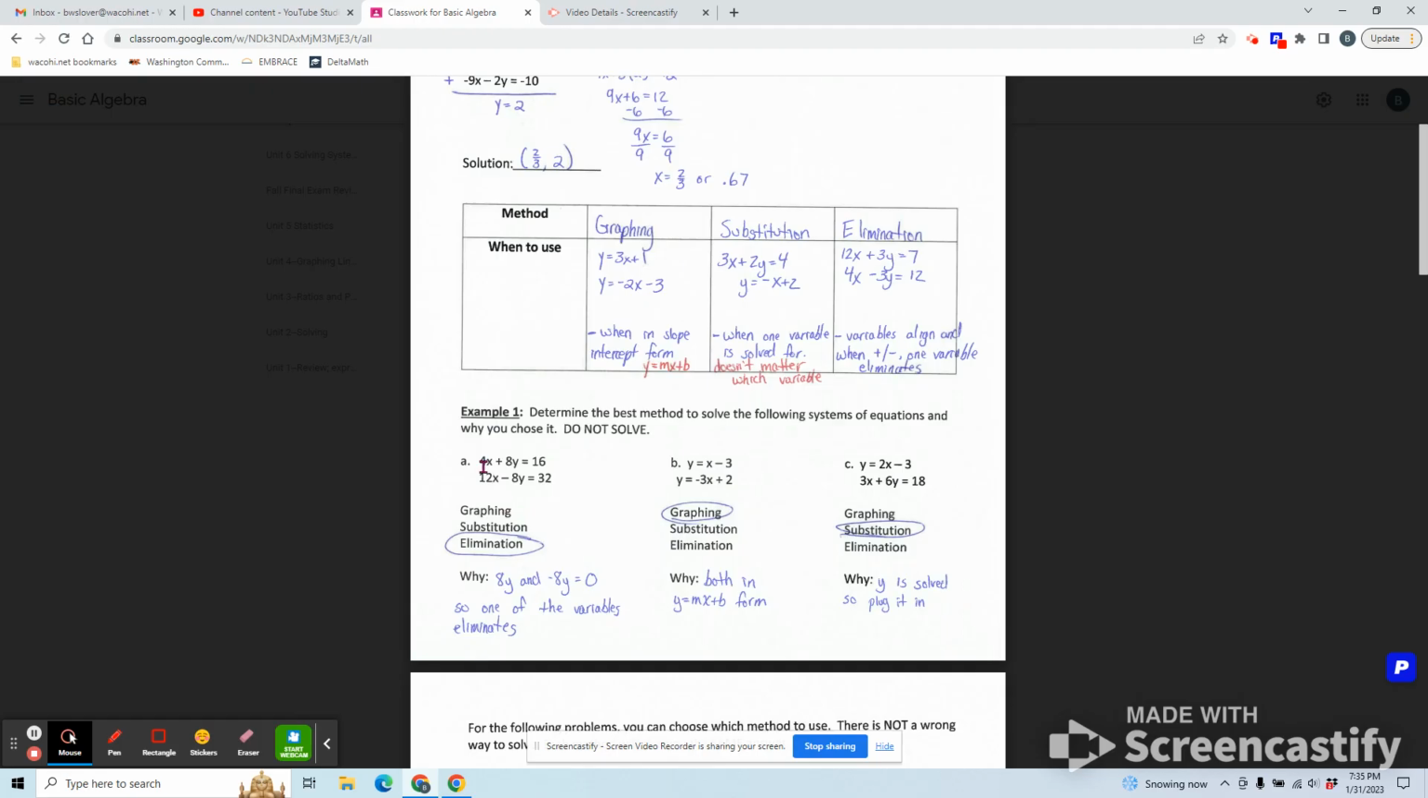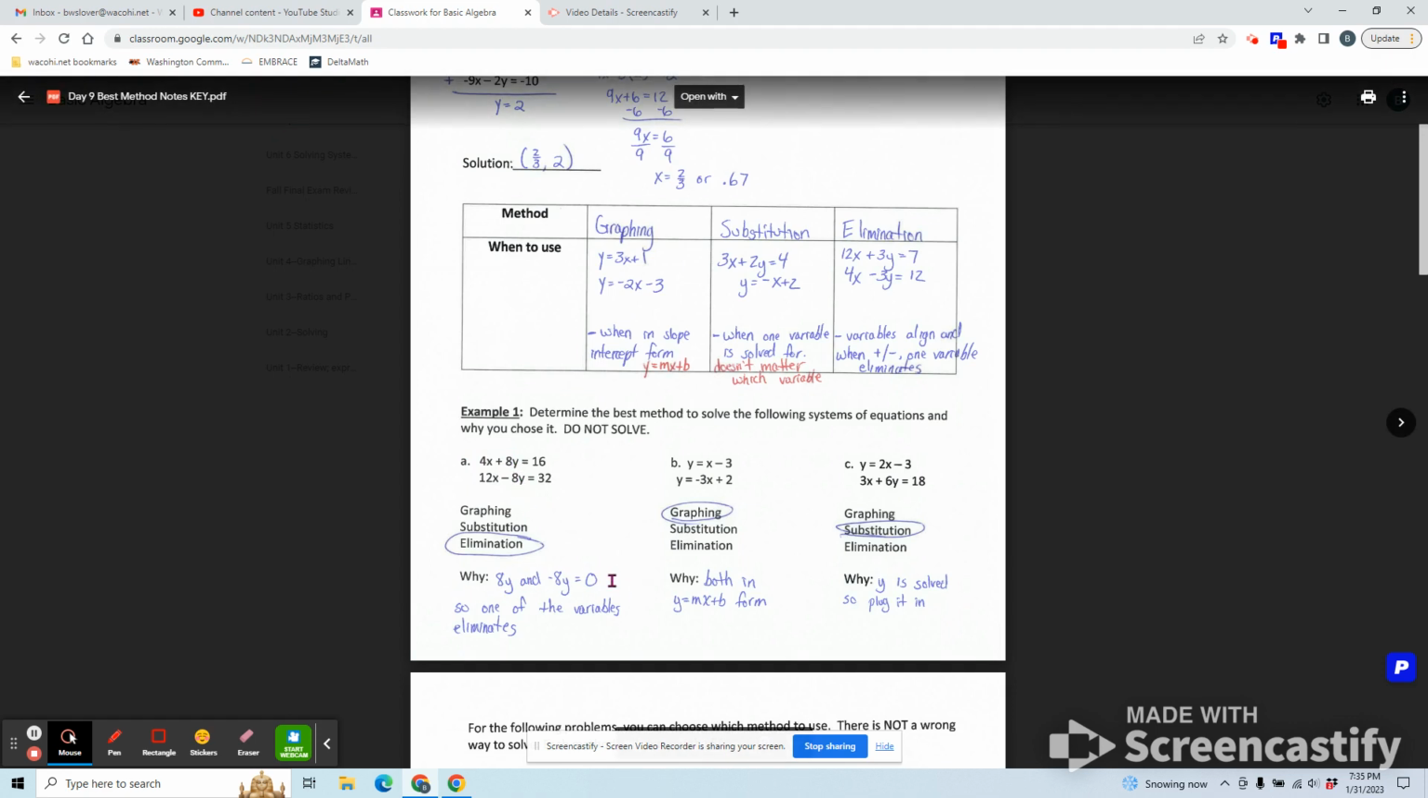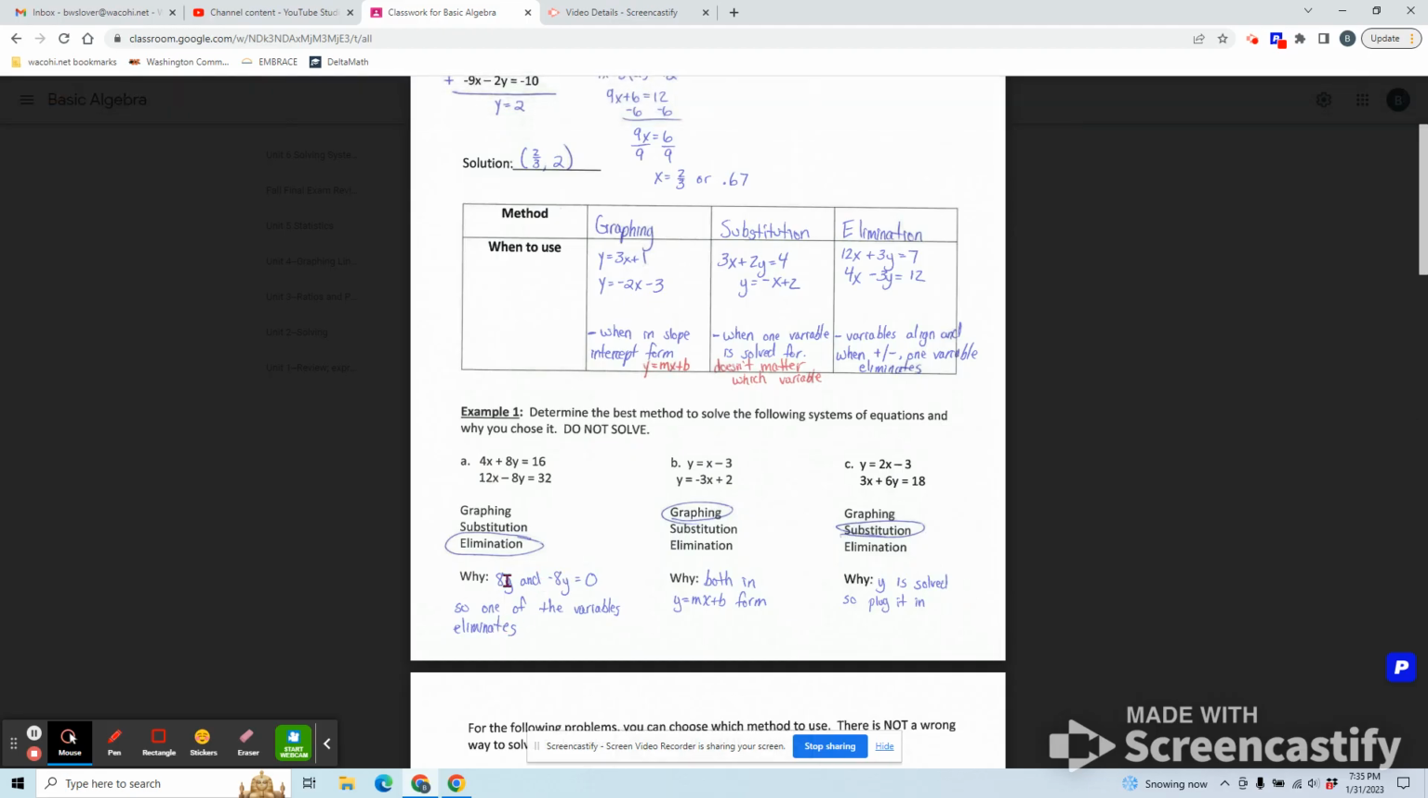I could potentially use substitution or elimination. But when I look closer, I have opposites in here. I have an 8y and a negative 8y. Those are opposites, so that means something is eliminating. That's why I'm choosing elimination. And here's how I would defend it: 8y and negative 8y equals 0, where I have opposites in there. Something's going to eliminate. Now, if you can't think of why you chose elimination, maybe state why you did not choose graphing or substitution. You can always defend it that way as well.